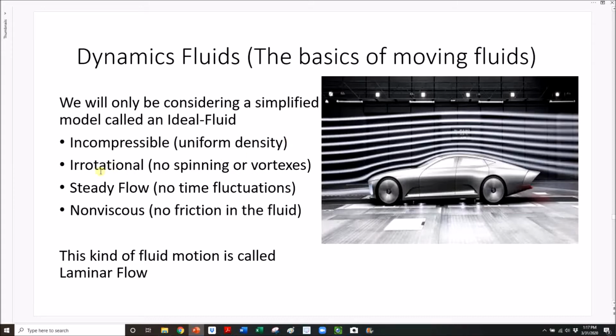We're going to assume that the fluid is irrotational. That means no spinning or vortices. So like you see here how you get a nice smooth flow over the top of this car in the wind tunnel. That's what we're talking about. We're going to assume we have a steady flow, no time fluctuations. So we don't want any time dependencies. And last thing, no internal friction, so a non-viscous fluid.